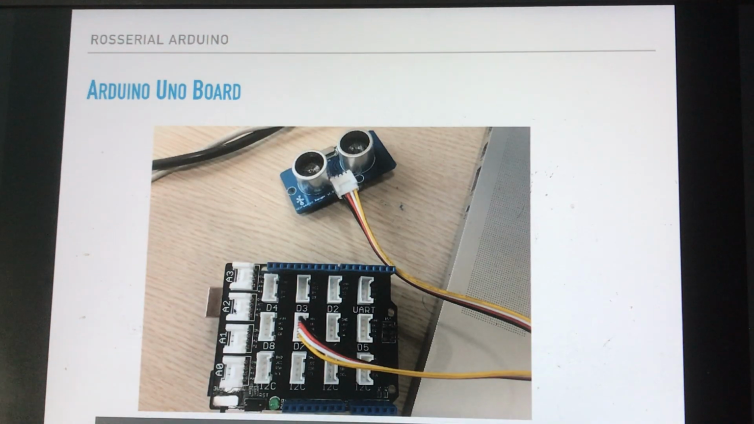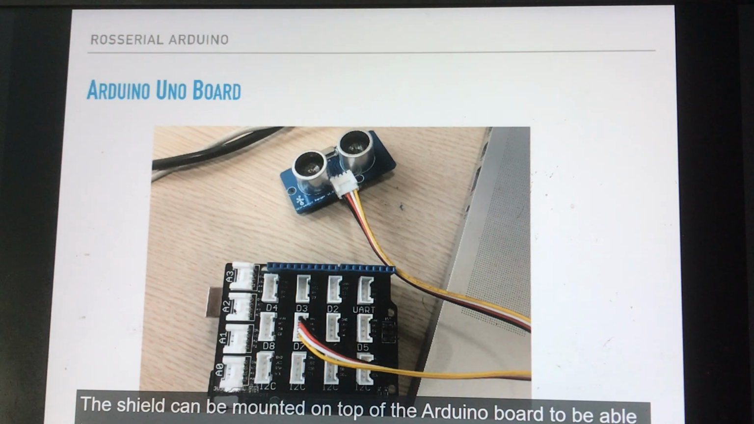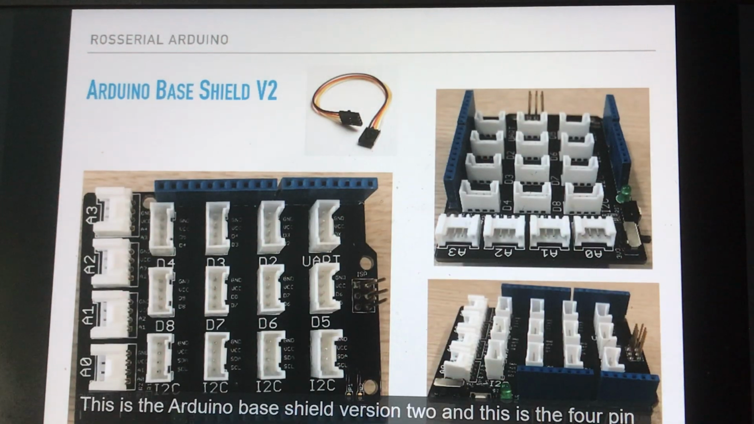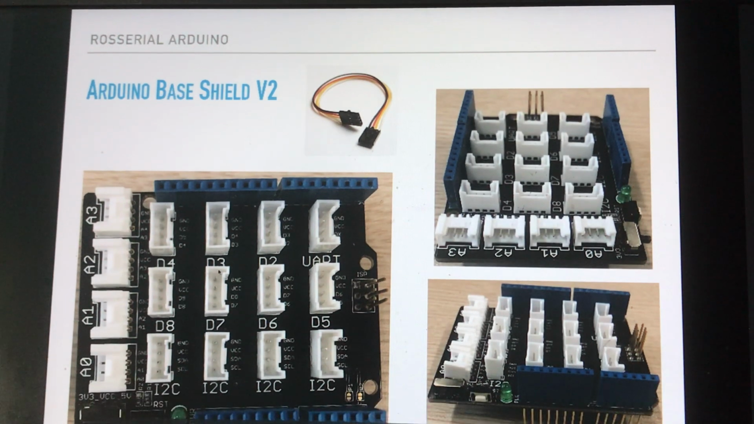What you observe at the top is called the Arduino base shield. The shield can be mounted on top of the Arduino board to be able to connect sensors through it, using 4-pin I2C connectors. This is the Arduino base shield version 2, and this is the 14 connector. You can observe that the base shield has several inputs. We have digital inputs, D2, D3, D4, until D8. We have I2C inputs, and also we have analog inputs.